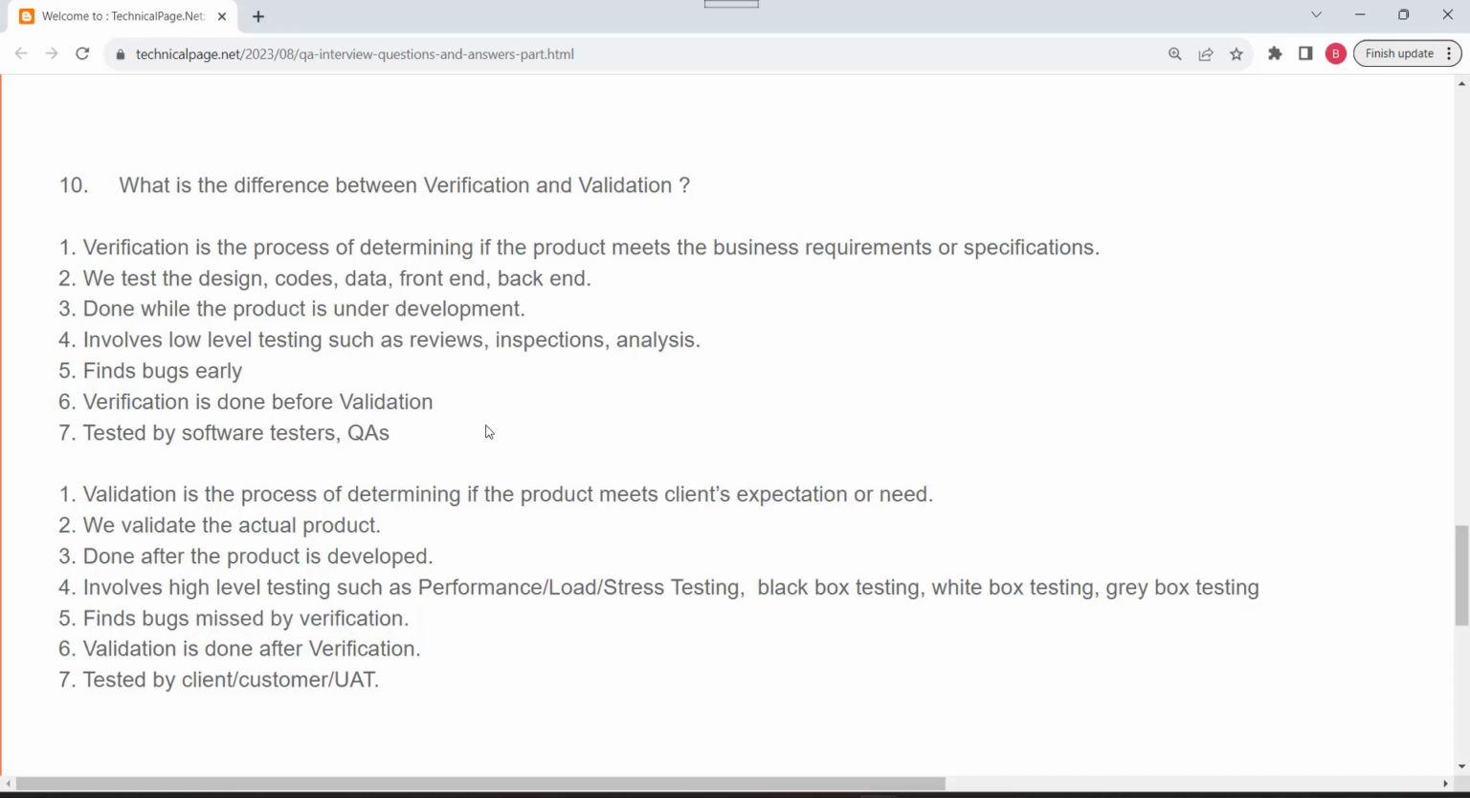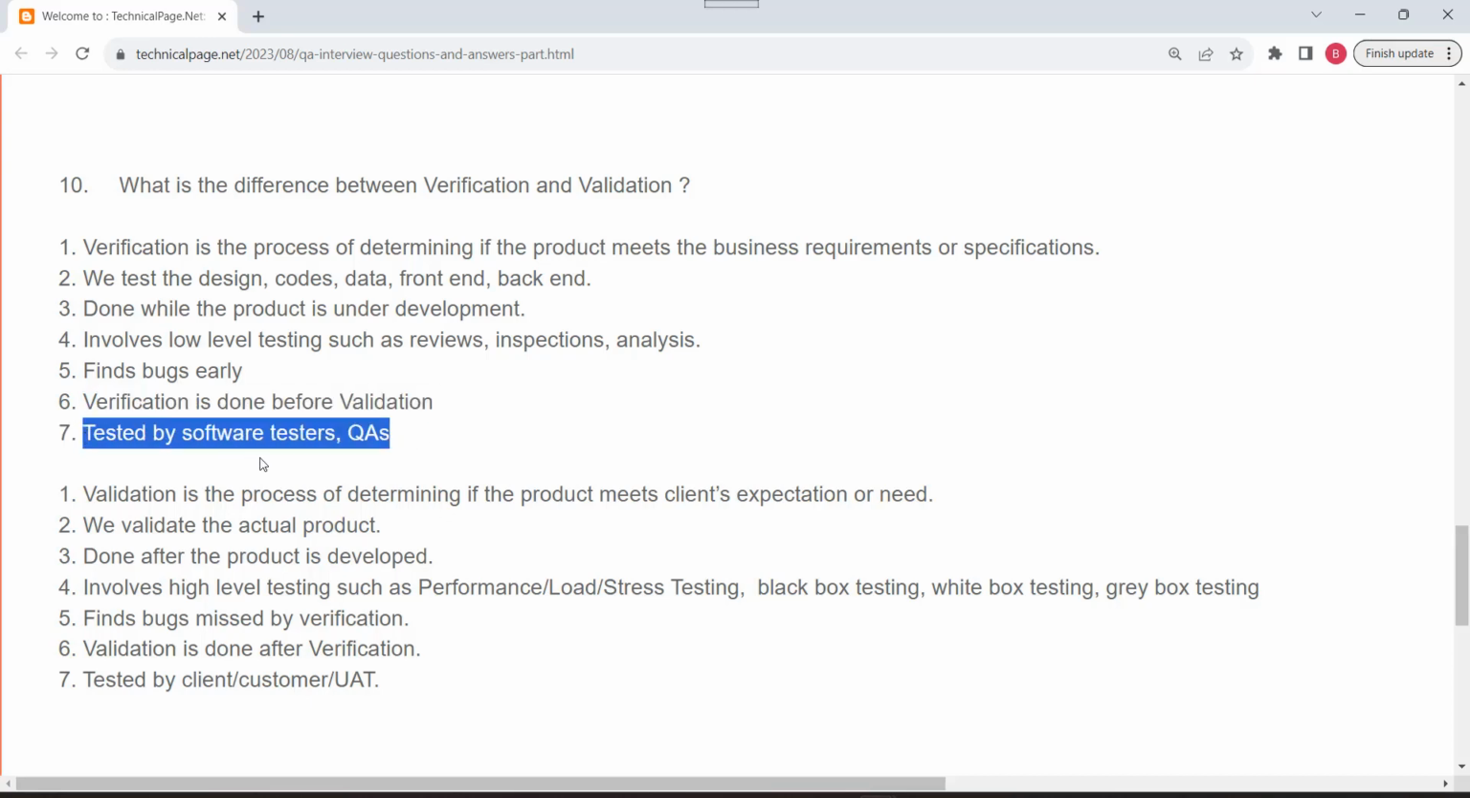Let's see the next point. Verification is done before validation. So first we do the verification and after that we do the validation. So validation is done after the verification. And let's see the next point.